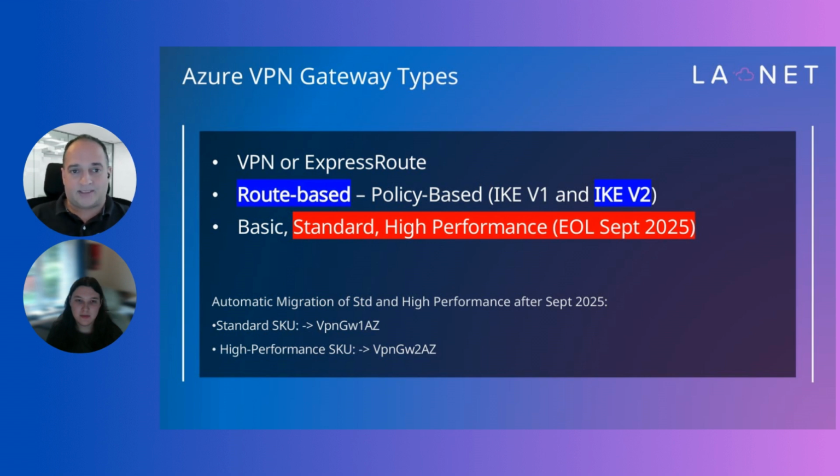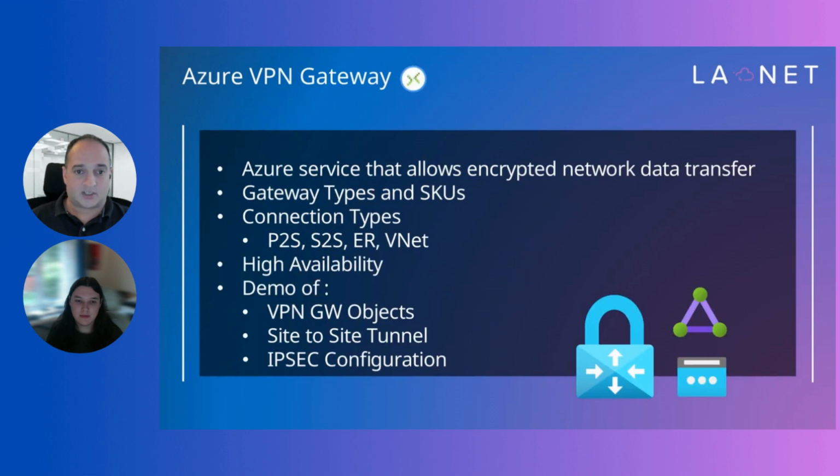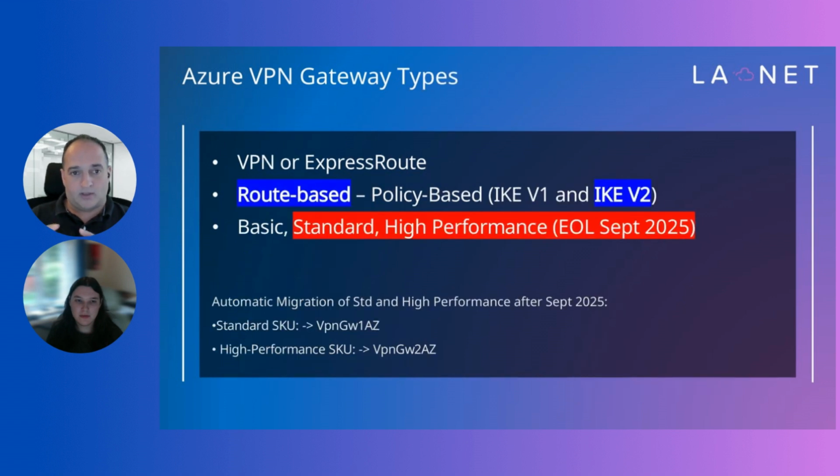So a VPN gateway is basically just a service, as we saw on the previous slide here. It's a service that allows encrypted network data transfer, okay? And you can get a gateway in two different types, either a VPN or an ExpressRoute as well. And the types of connectivity, you've got route-based and policy-based, like 1 and 2. So most common environments use route-based in version 2.